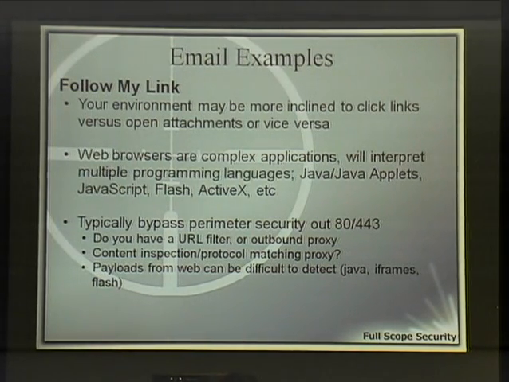Because web apps and browsers are complex, they have all kinds of things, and following links is certainly a way to do that. And then they typically bypass security because we generally allow people to browse out over 80 and 443 to do what they need to do for their jobs. So if you don't have things like outbound filters or URL filters or blacklists or DNS black holing, you can run into issues. Do you have a proxy in place that's going to detect if something's not actual HTTP or HTTPS going out over those ports?